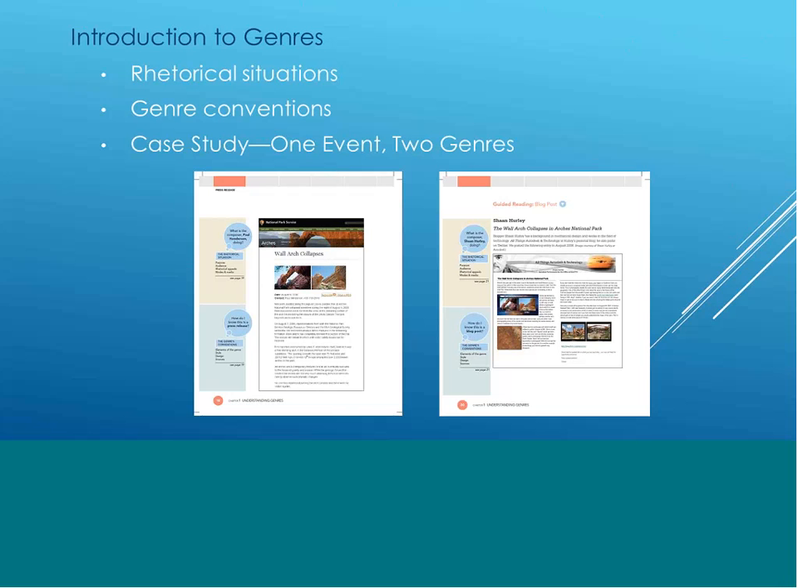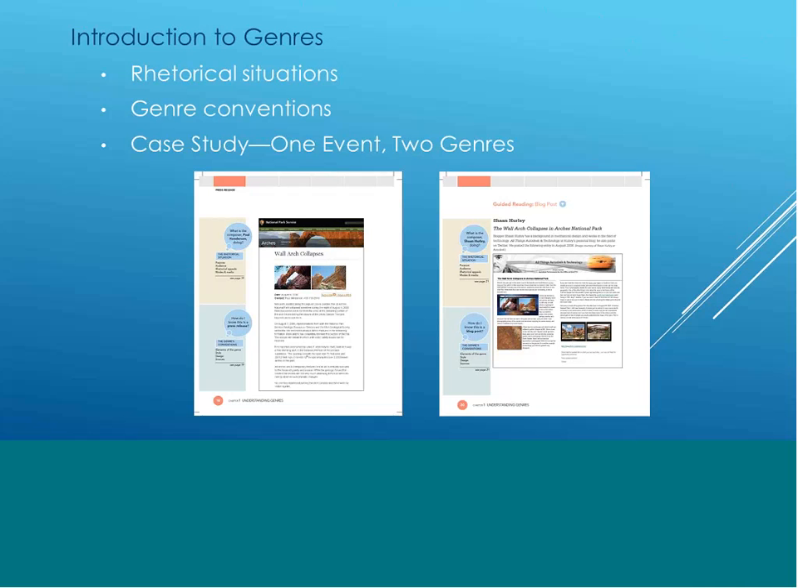It also looks at genre convention. How do you look at a piece and dissect it to not only understand what the composer is doing, but also how you might compose in it? So it looks at perhaps elements of style, the design of the piece, the sources, and then the chapter focuses on a case study of looking at one event through two different genres.